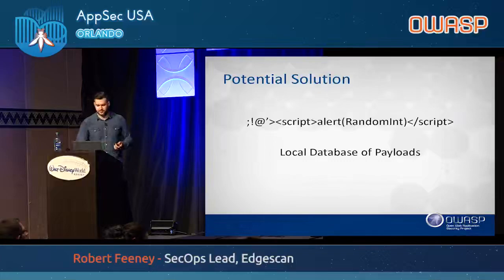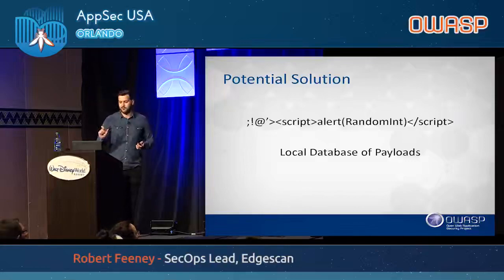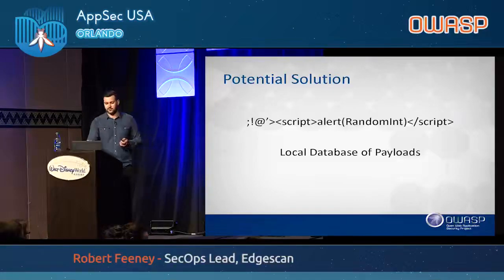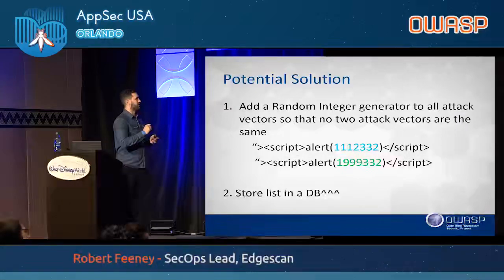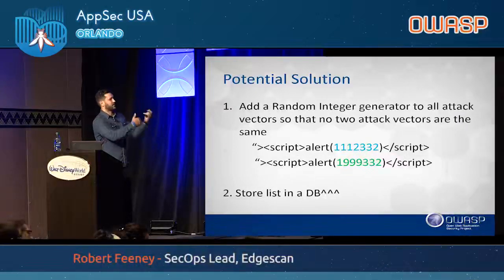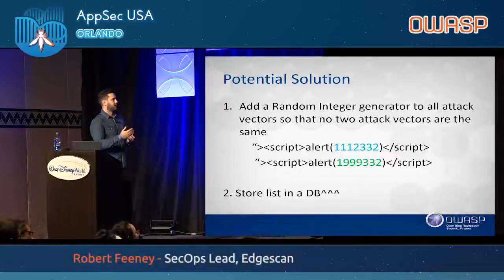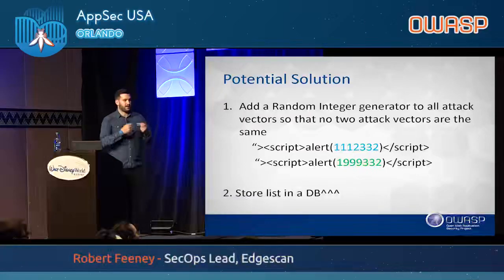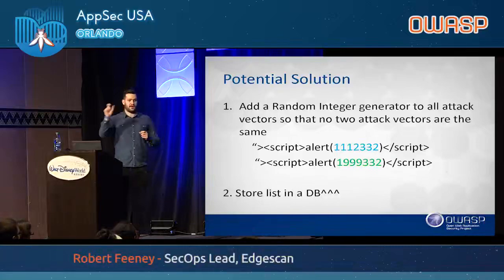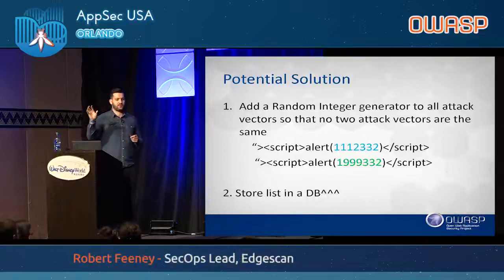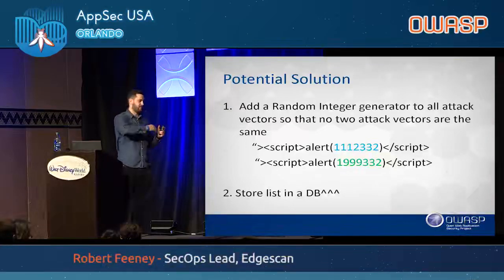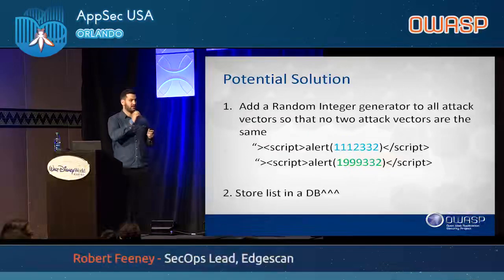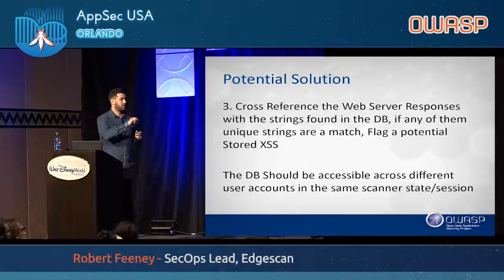So my potential solution for this is to add a random integer to the vectors that it is inserting into different points, and then store those vectors in a local database of payloads. So for example, if you look up at the screen here, you'll see I have script alert, and obviously the entropy of this can be whatever the person deems necessary, so that no 2 attack vectors are the same. And if they're not the same, that means if you ever see that vector again in any of the web server responses and you cross-reference those responses with a local database of all the vectors that have been inserted in the different parameters, then you can see exactly where the stored cross-site scripting has been injected.